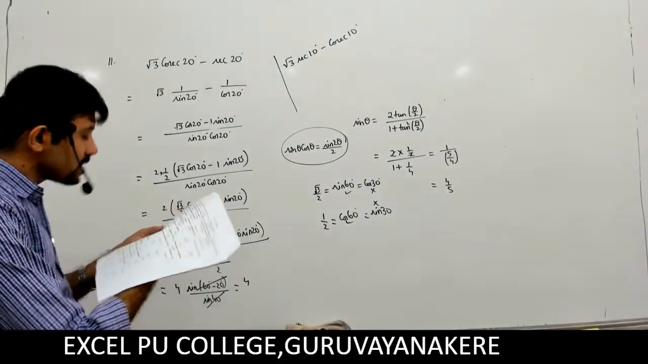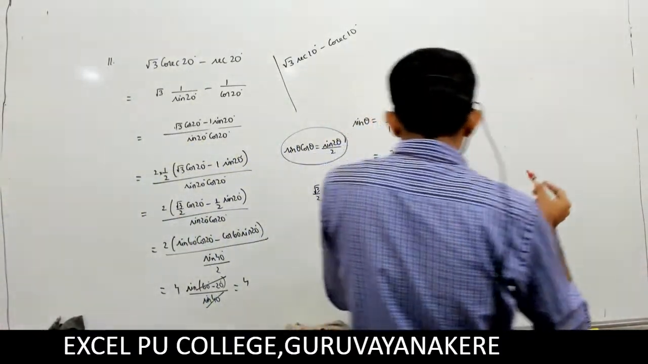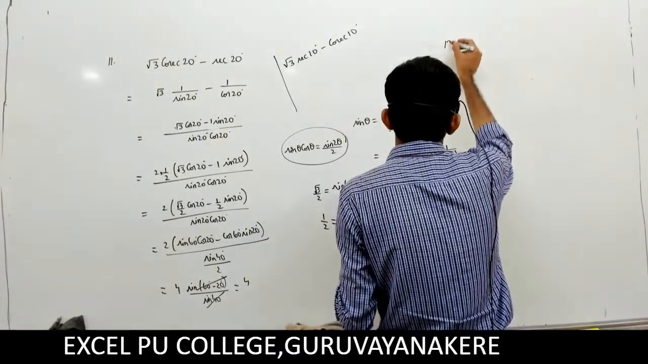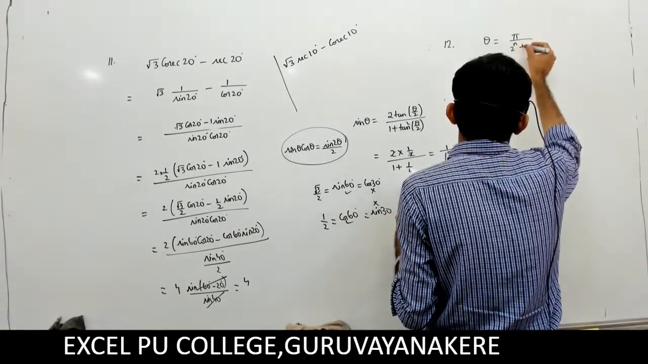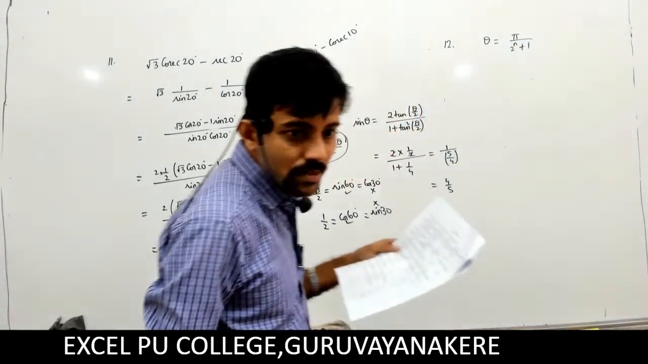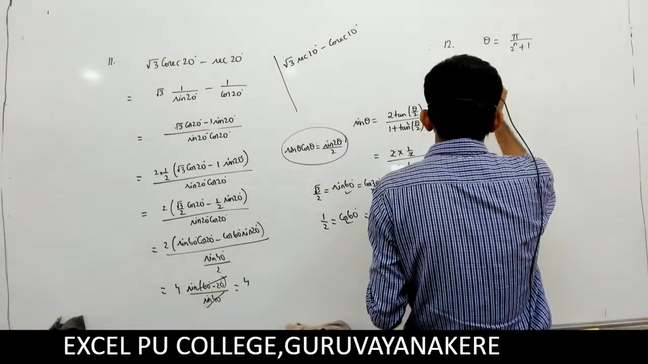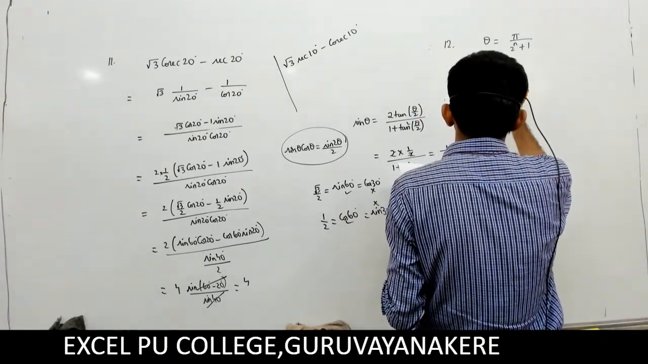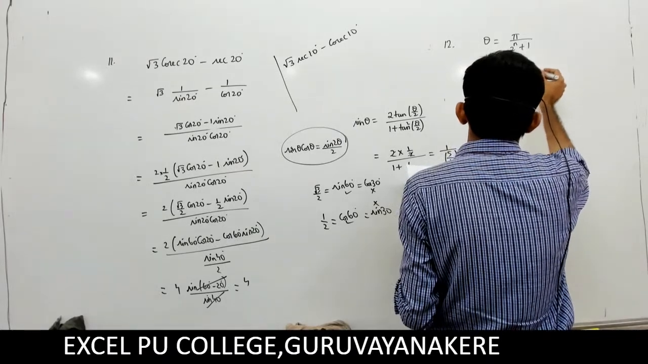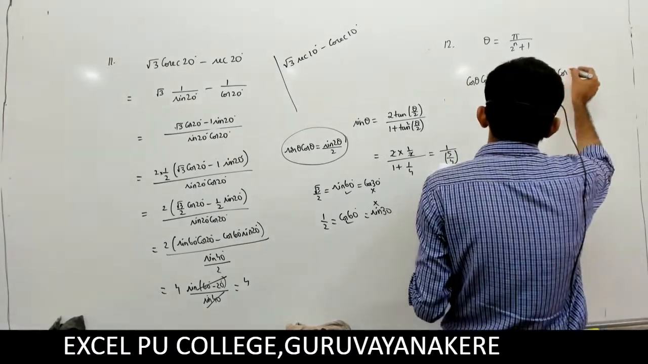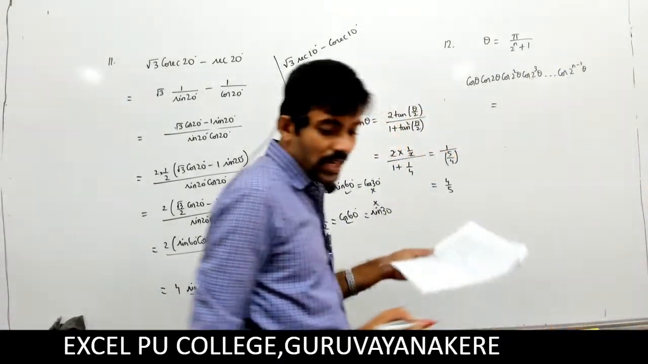Ninth one: theta is equal to pi by 2 power n plus 1. Given that theta is equal to pi by 2 to the power n plus 1, you need to find the value of cos theta, cos 2 theta, cos 2 square theta, cos 2 cube theta, etc., cos of 2 power n minus 1 theta. You have to find the value of this.